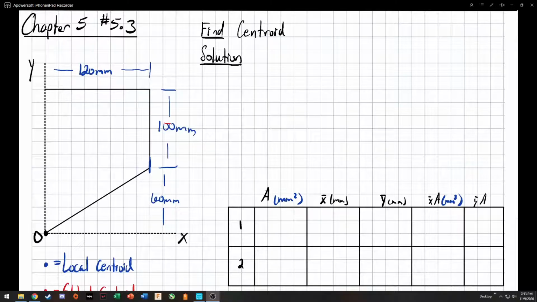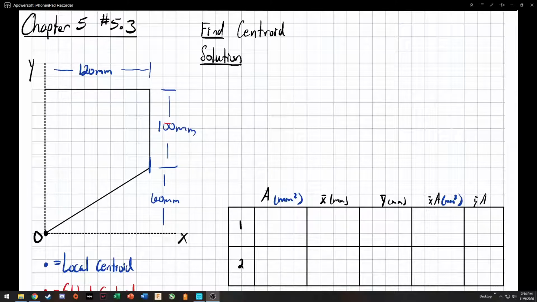Alright guys, welcome back to Chapter 5 of Exam 2 for Statics Review. We're going to be going over number 5.3 in your book in Chapter 5. This problem is going to be a rectangle and a triangle combined, as shown here. We need to find the centroid.